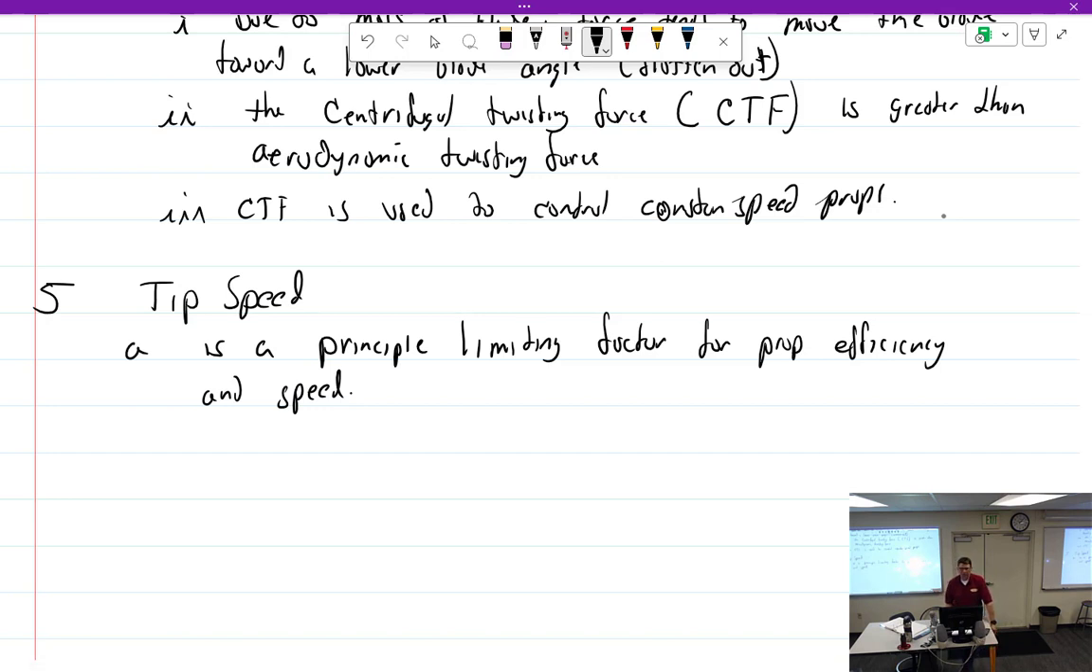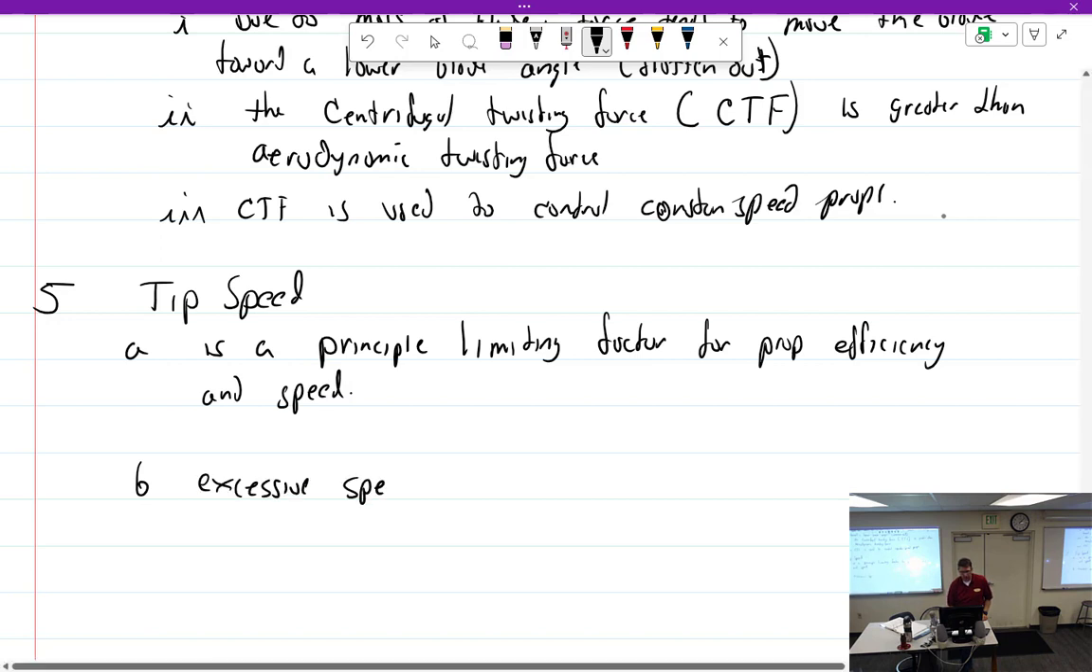Why is speed an issue? Can't go supersonic. Can't go transonic. Once you start getting there, you're going to set up a pressure wave that is just going to run down the prop, and you can actually start losing pieces of the prop. It's not just inefficient at that point. It sets up stresses that can rip it apart. So excessive speed causes flutter and vibration.